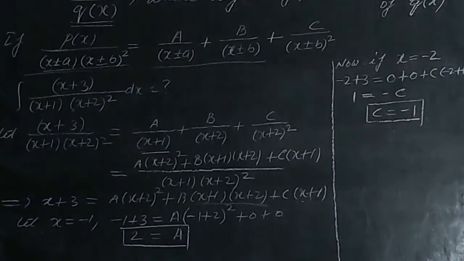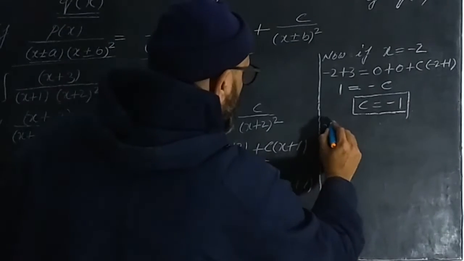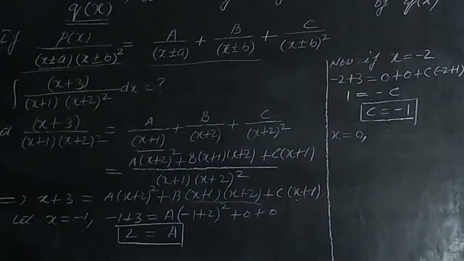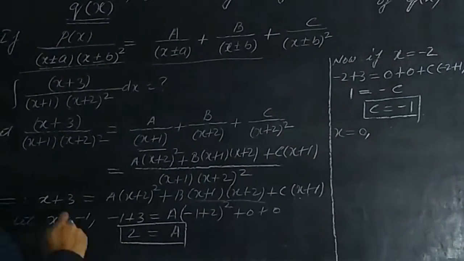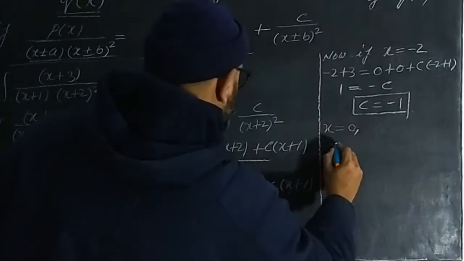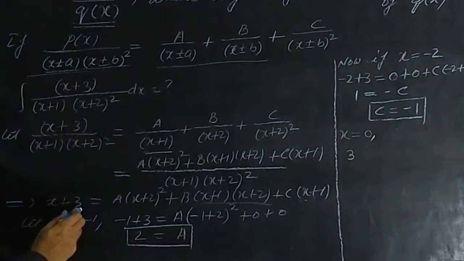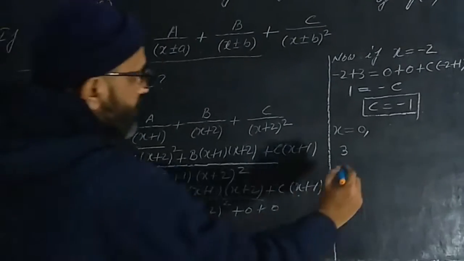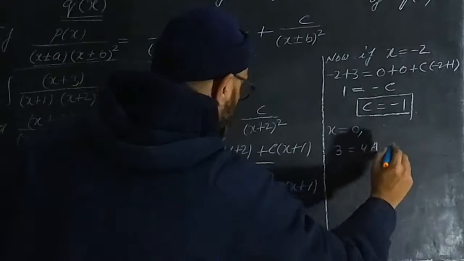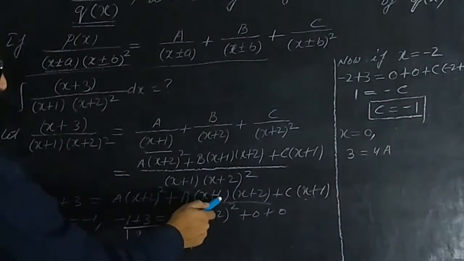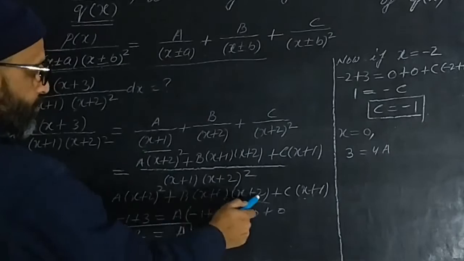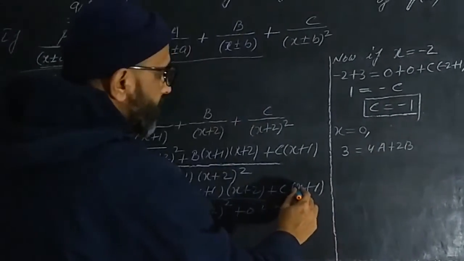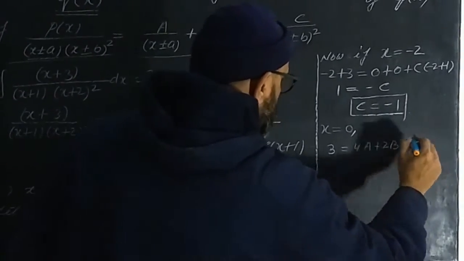So in that situation, what we have to do, we have to assume any easy value like x is equal to 0, and putting it here we get 0 plus 3 is equal to 3, is equal to 0 plus 2, 2 square is 4, so we get 4a, and here 0 plus 1, 1, 0 plus 2, 2, 1 into 2, 2, so plus 2b, and here was 0 plus 1, 1, so only c.